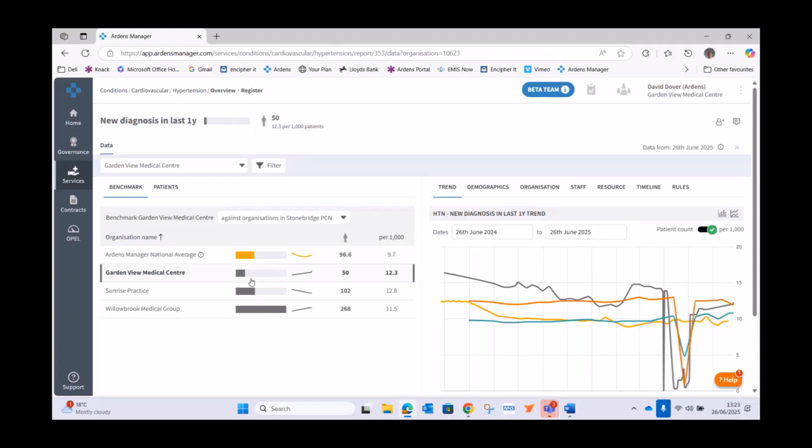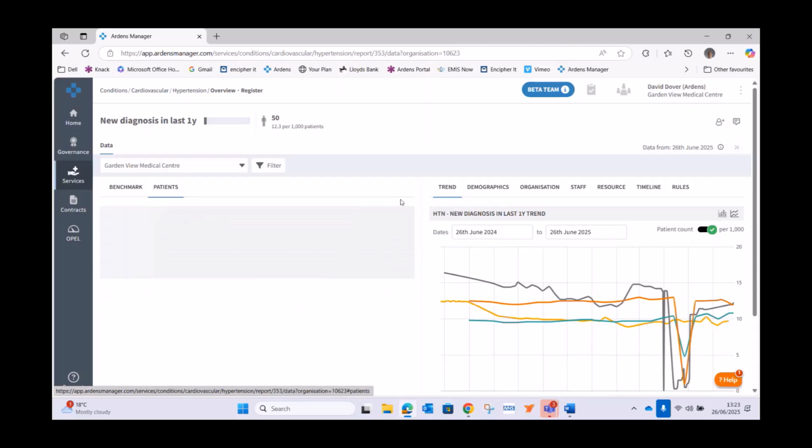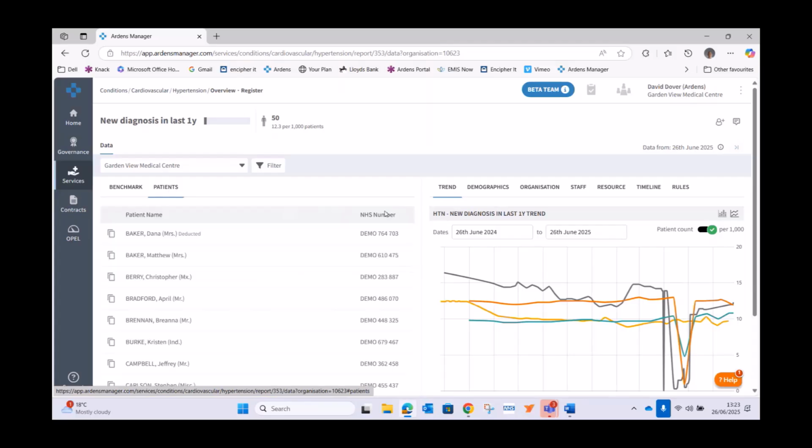Again, if you're looking at this from an ICB level, you would have the data sharing agreement to drill down to individual practices across your whole patch as well. But more importantly, from September onwards last year, you've had the ability to see who those patients are. Again, this functionality transferred all the way across all of the various different dashboards within Ardens Manager. So I've got that list of patients now.